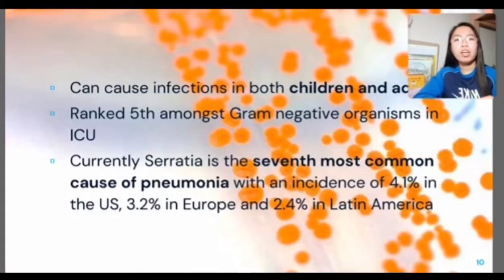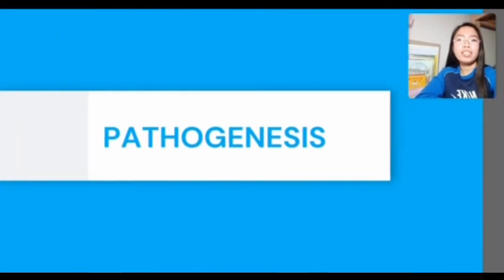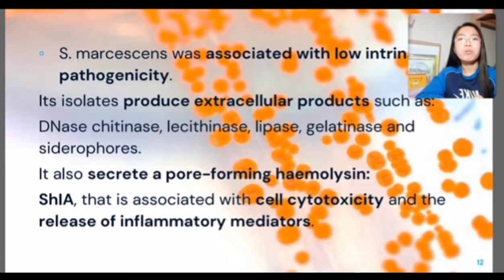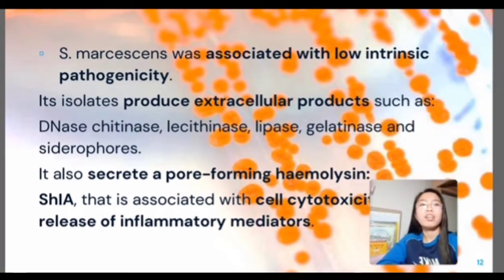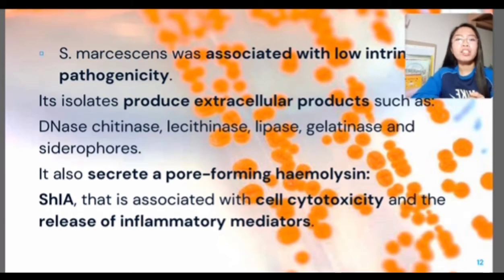Epidemiology. Serratia marcescens can cause infections in both children and adults. It also ranked 5th among gram-negative organisms in the intensive care unit. It is the 7th most common cause of pneumonia in Europe and Latin America. Pathogenesis. The Serratia marcescens was associated with low intrinsic pathogenicity. Its isolates produce extracellular products, and it also secretes a pore-forming hemolysin called ShlA.